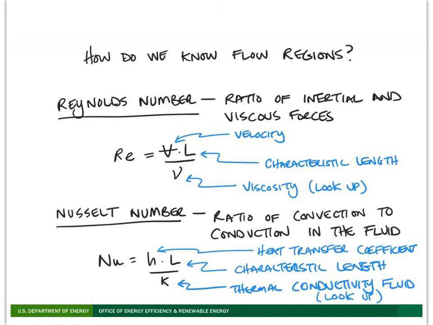Practically the most important reason that we have the Nusselt number is we actually use it to solve for the heat transfer coefficient. So very frequently we reverse this calculation and use the Nusselt number to determine the heat transfer coefficient, because it's quite often that we're looking for h.